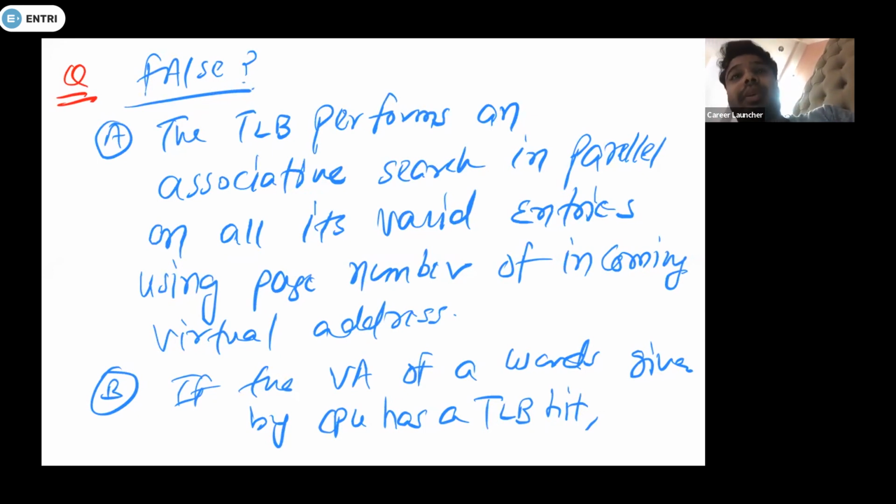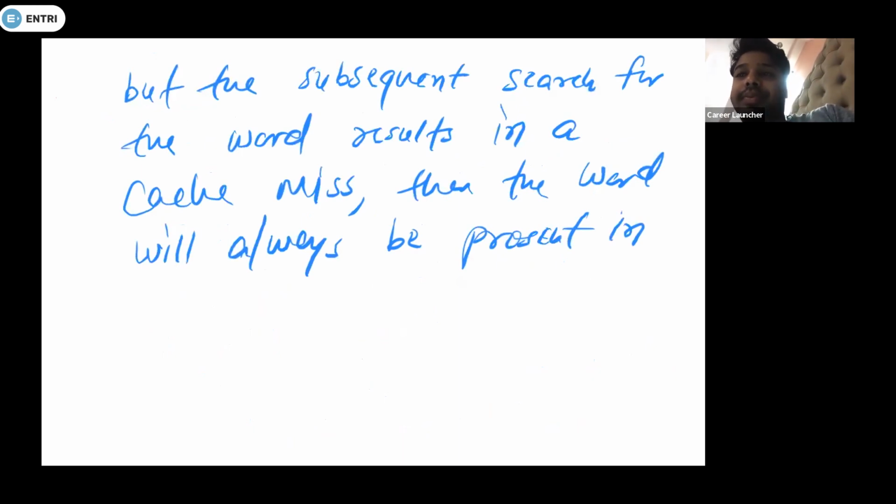B is what? If there is a TLB hit, then the page will definitely be in the main memory. So again it is true. If the TLB contains a hit, then definitely the page will be present. Then the word, meaning the instruction, is always present in the memory. Yes, B is the true one.